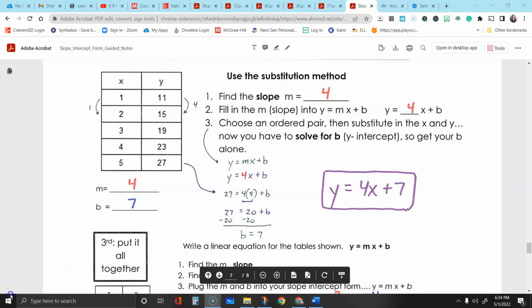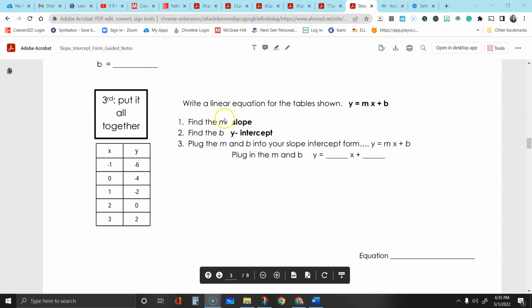Let's put it all together. Write a linear equation for the table shown. Find the slope. Well, let's find the change in y over the change in x. We have -6 minus 4 minus a -4, which would be -6 plus 4, which is +2. We have -1 minus 0, which is going to be -1. Okay, so our slope would be 2 over -1.